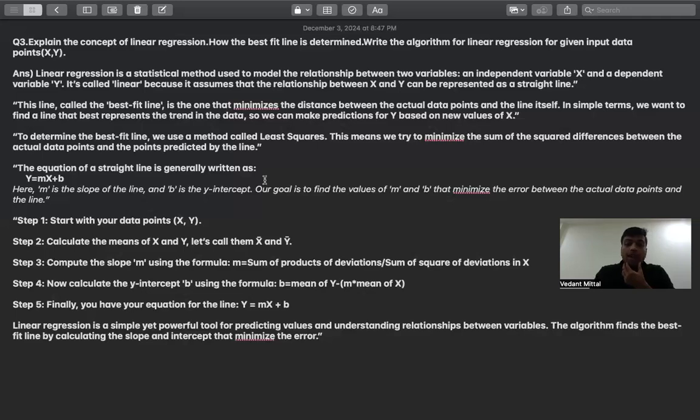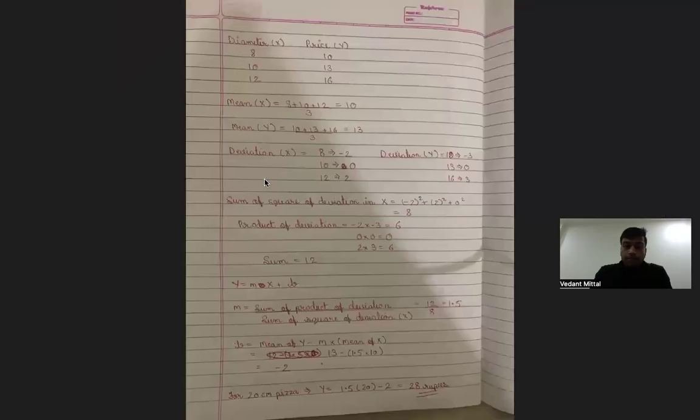Now for different values of x, we can predict the value of y. So linear regression is a simple yet powerful tool for predicting values and understanding relations between variables. The algorithm finds the best fit line by calculating the slope and intercept that minimize the error. Now, let us understand this through an example.